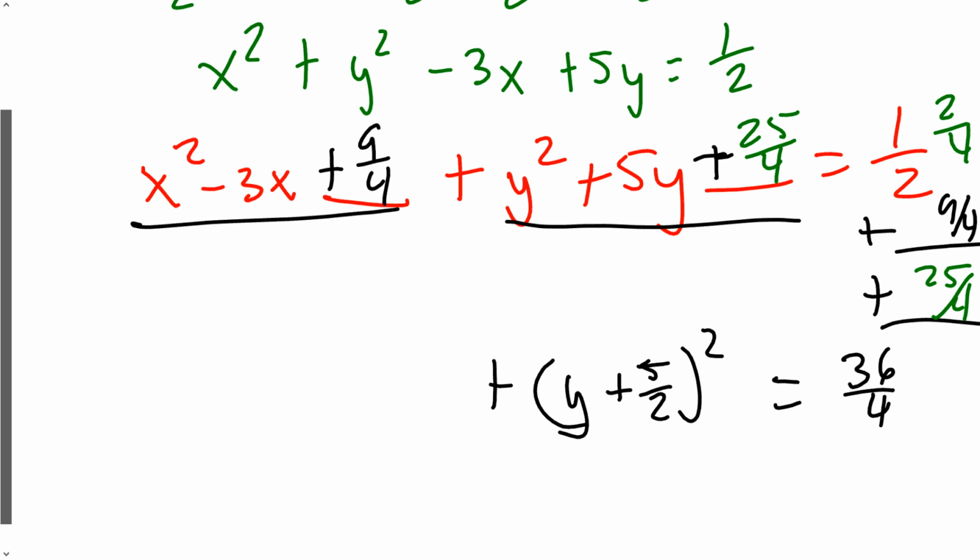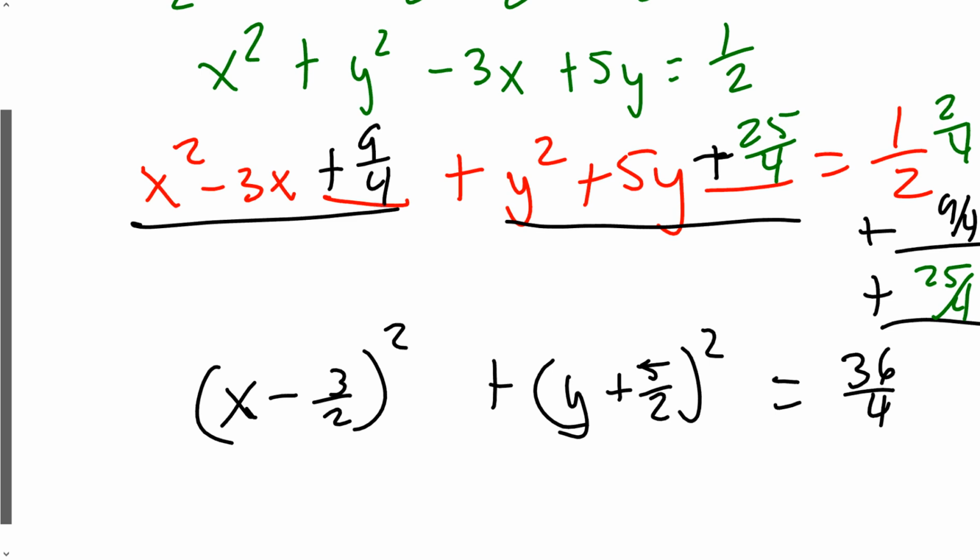It looks complicated, but you don't have to worry about it. It's just x plus your b over 2. My b over 2 is negative 3/2. Just square that quantity. You can put that negative right here. So then there it is.